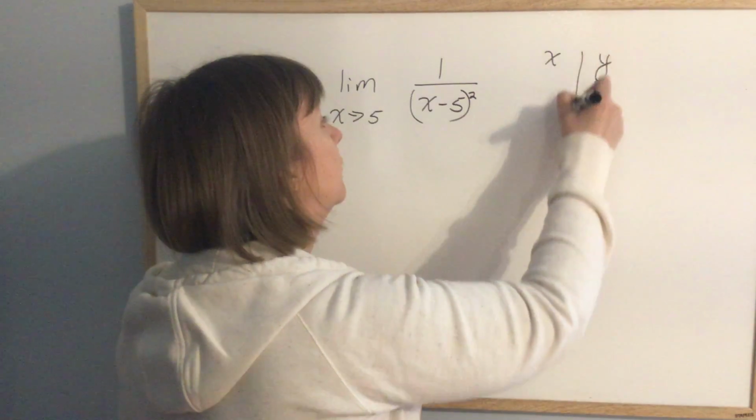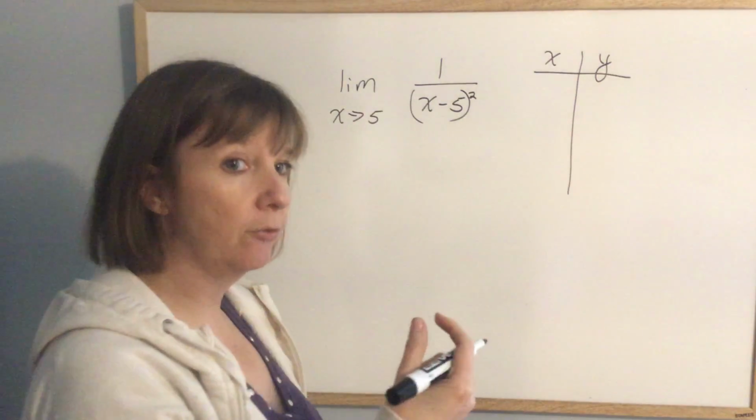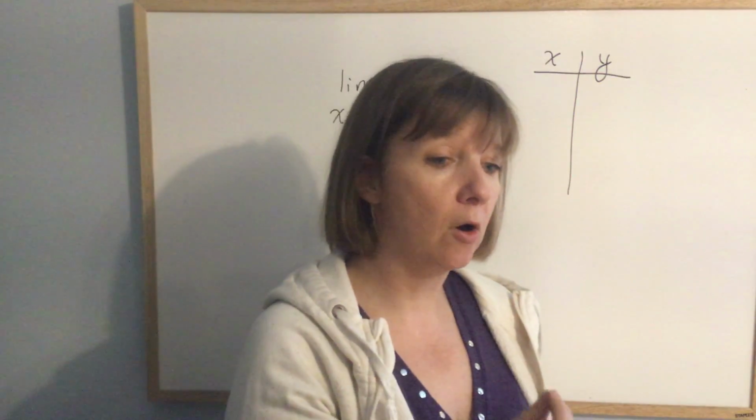So what I can do is I can choose, because it doesn't say the right-handed limit or the left-handed limit. It just says the limit overall.